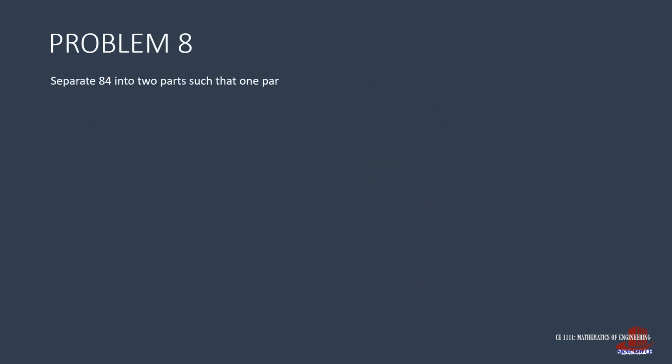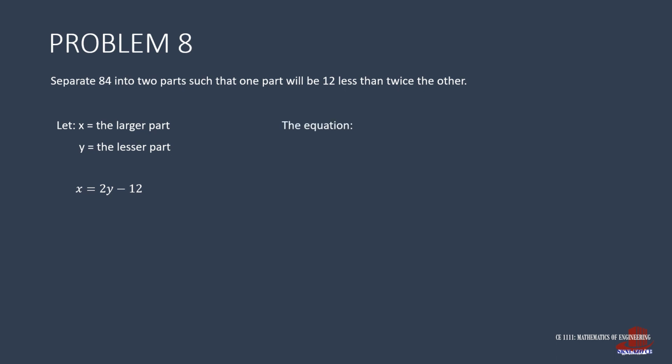With problem 8, separate 84 into two parts such that one part will be 12 less than twice the other. With two unknown parts, assign x as the larger part and y as the lesser part. Identify the relationship of x and y as placed in the problem: x is 12 less than twice of y. Another piece of information given is that the sum of the parts is equal to 84. This makes x plus y as 84, where x is converted into 2y minus 12.